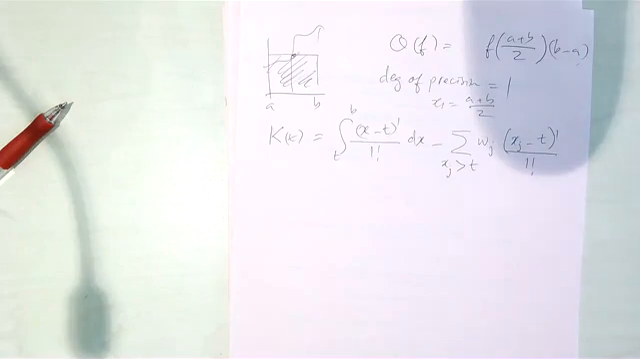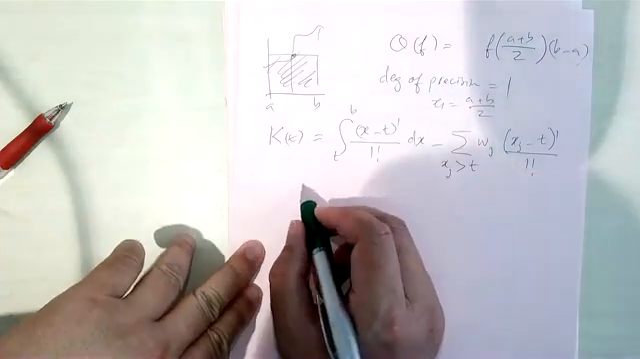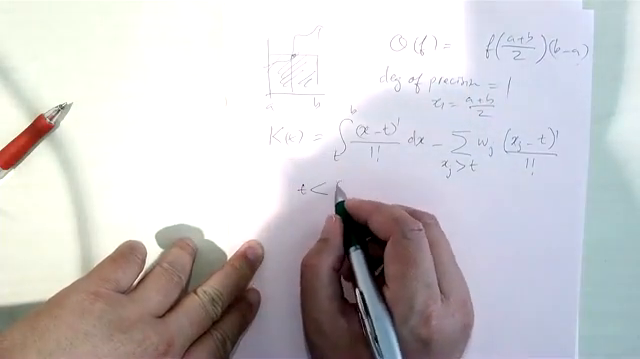Now the problem is t is moving between a and b, and now the quadrature point is right in the middle. So you have to split into two cases. Now you have to say, okay, what happens when t is less than the midpoint? What happens when t is less than the midpoint?